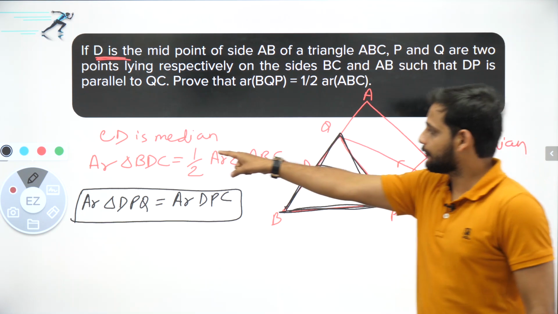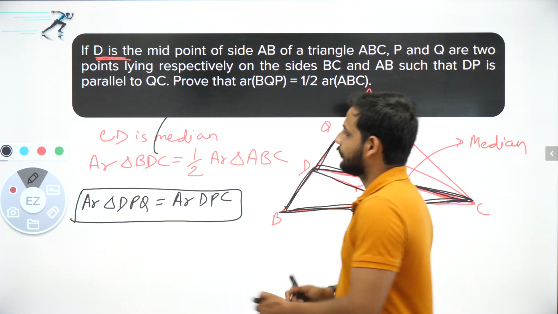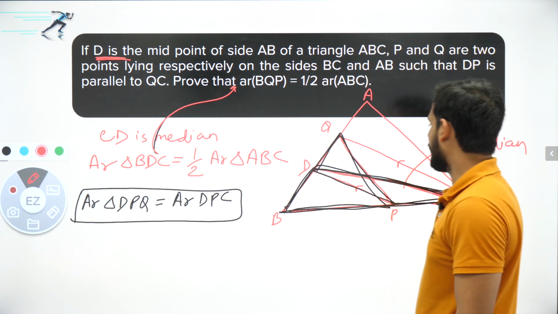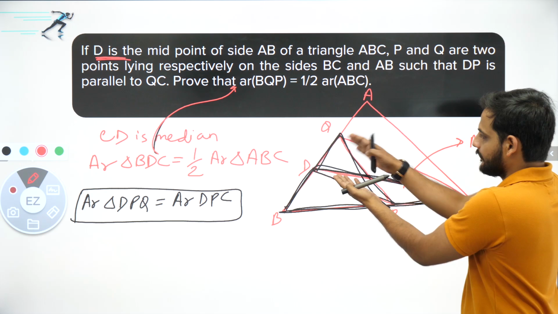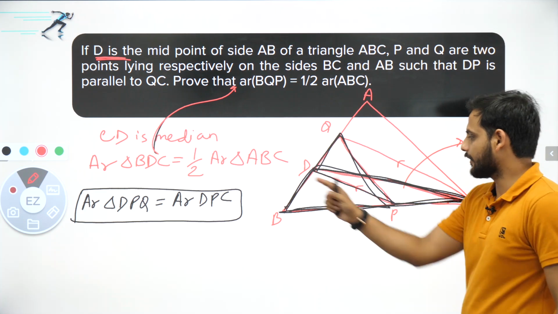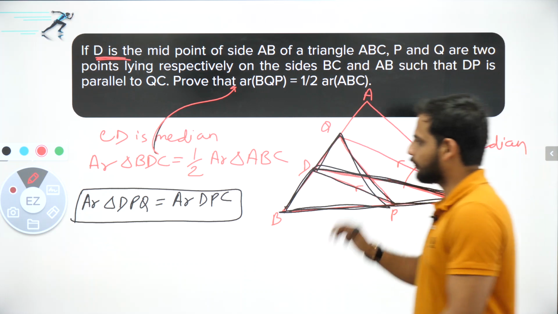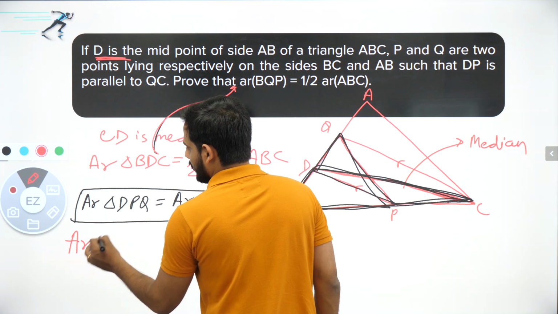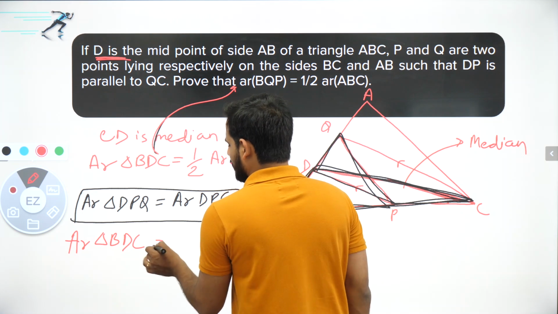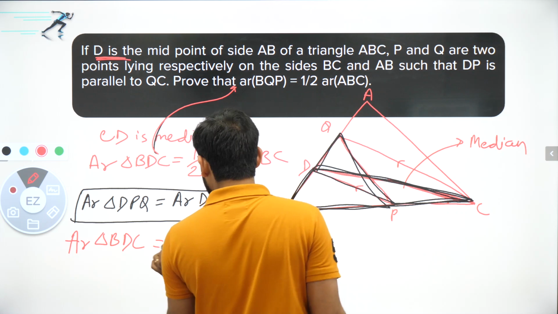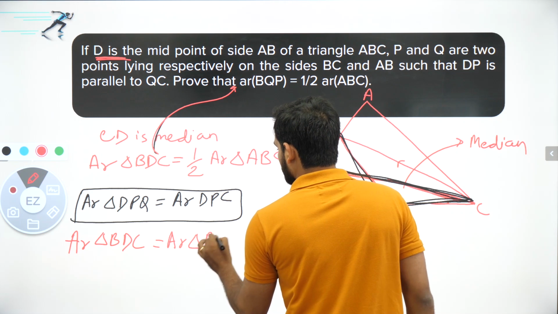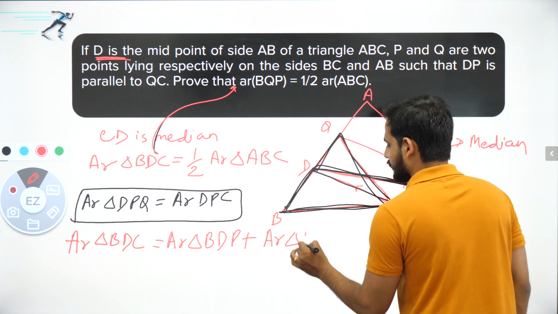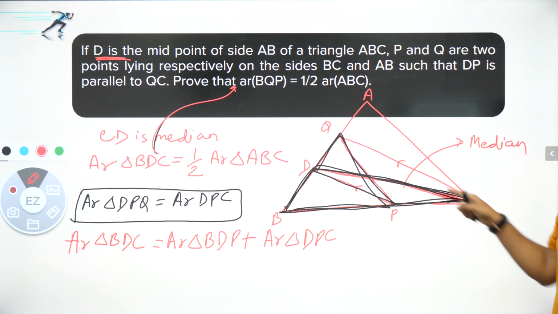So I got to know that from BDC, if I have to move to BQP, this DPC has to be shifted with DQP. And what I have already got is that DPC is equal to DQP. Now what I will say, sir, area of triangle BDC is nothing but area of triangle BDP plus area of triangle DPC.